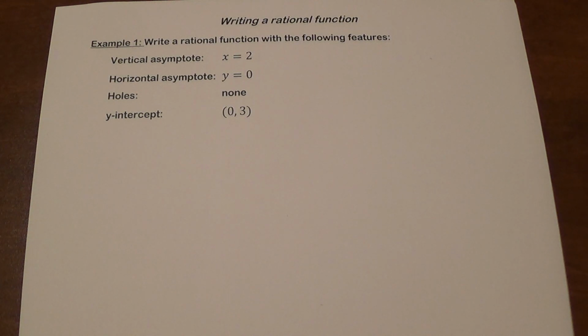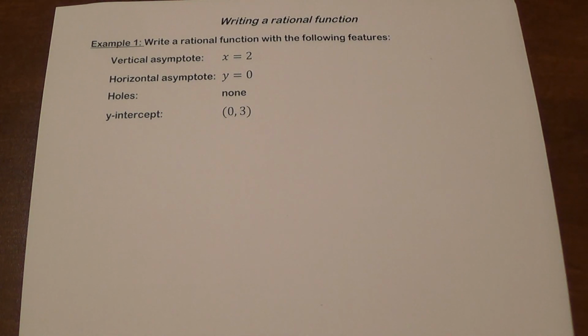Hi, this video is going to be on how to write a rational function with given features. I thought it would be an interesting thing to show you because this will help you understand some of these aspects related to vertical asymptotes, horizontal asymptotes, holes, y-intercepts, etc. Let's take a look at this problem.